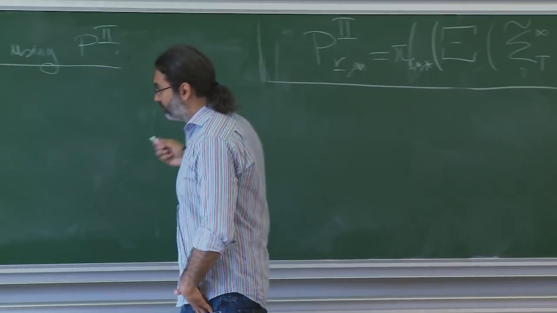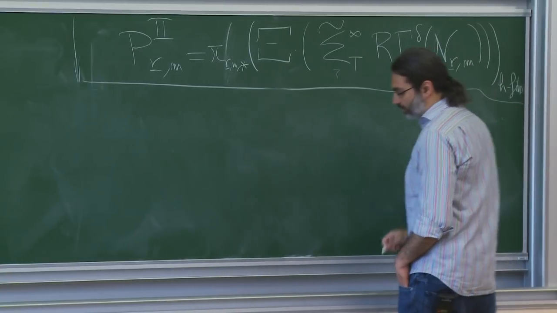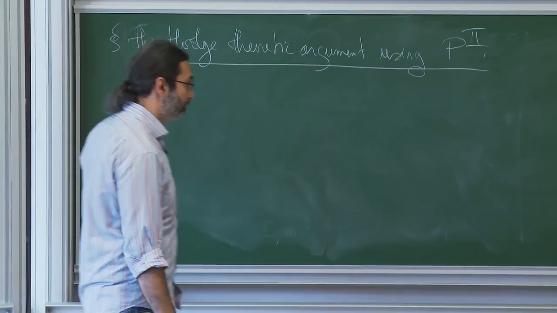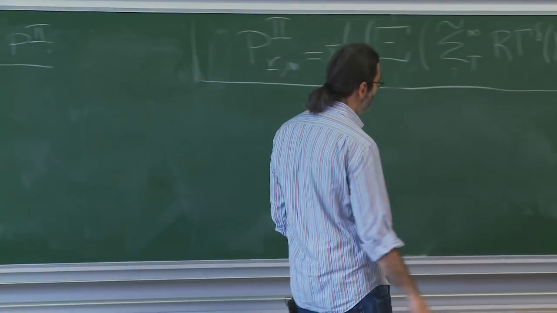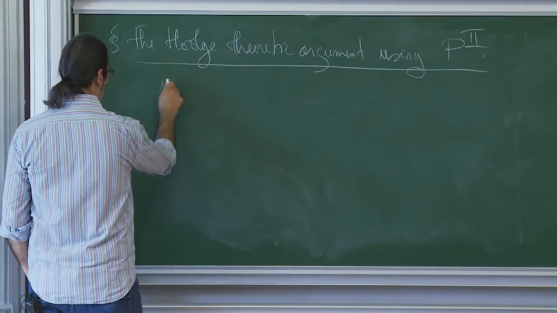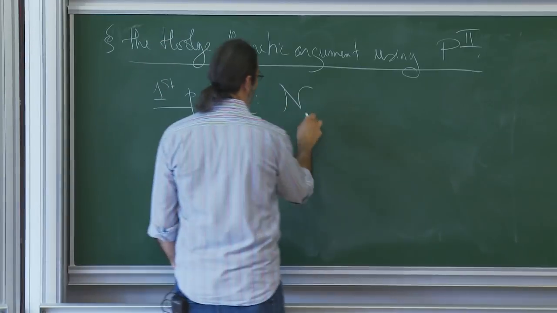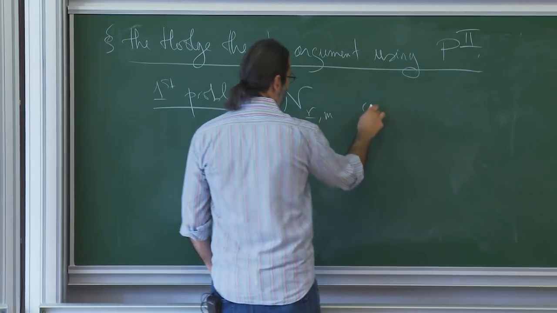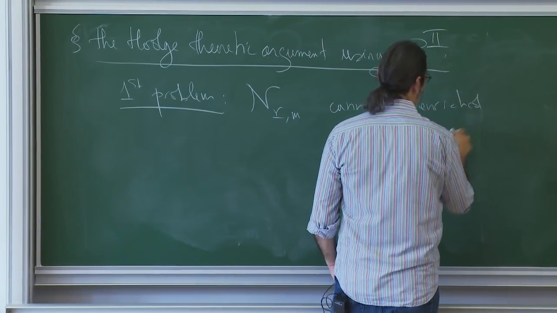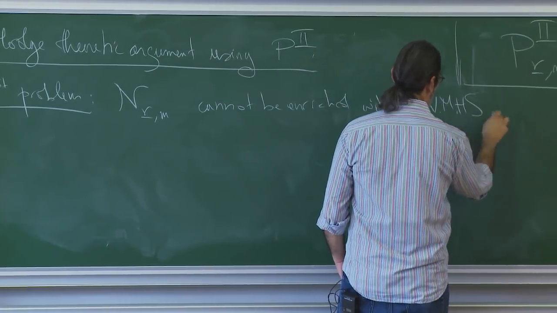All right, so when we start to think about this, we see one immediate problem: this guy cannot be a priori enriched with the structure of a variation of mixed Hodge structure. So here's the first problem. It cannot be a variation of mixed Hodge structure.